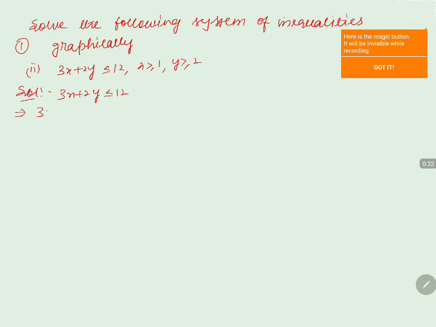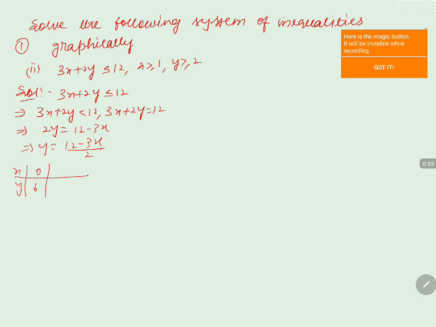This can be written as 3x plus 2y less than 12, while 3x plus 2y is equal to 12. So by sending 3x to this side, we'll get 12 minus 3x. Then we'll get y is equal to (12 minus 3x) by 2. Now we'll take ordered pairs in such a way that one time we make x as 0, so that we'll get y as 6. Suppose I take x is equal to 4, then y becomes 0.